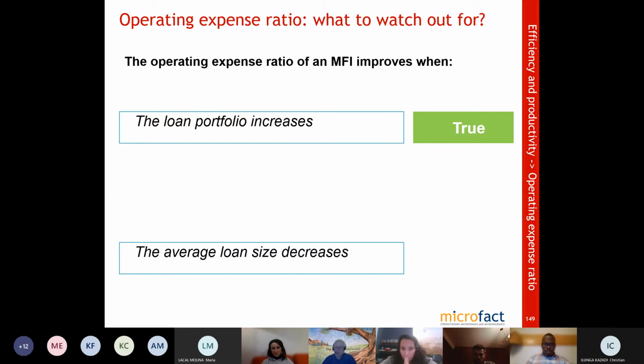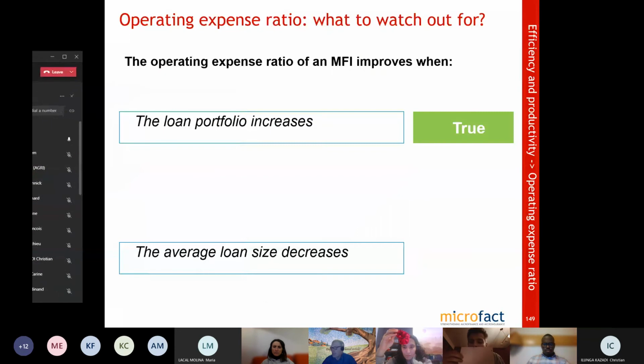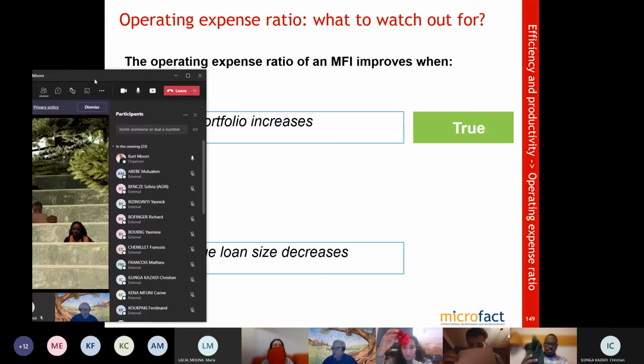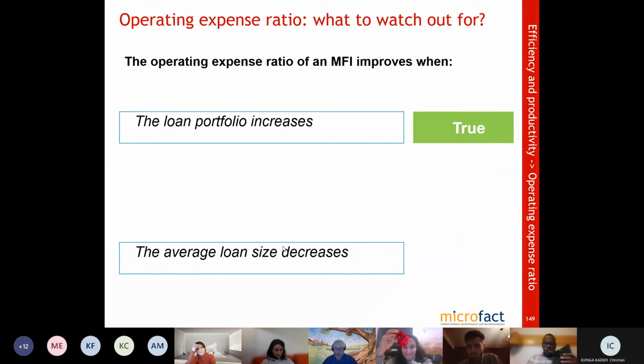This is something that is not correct. Sorry for that, but we will discuss it. When the average loan size decreases, what do you think in general? What will happen? Will it improve when the loan sizes decrease? Yes, I see the red colors very clearly now. Smaller loans do require higher cost. Now, the answer is not linked to that one, but the answer is correct.